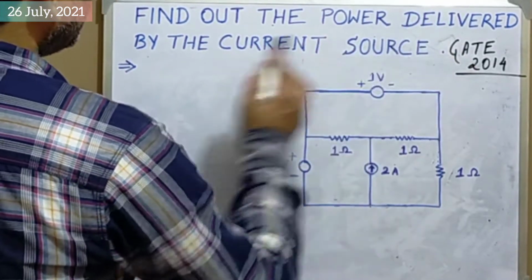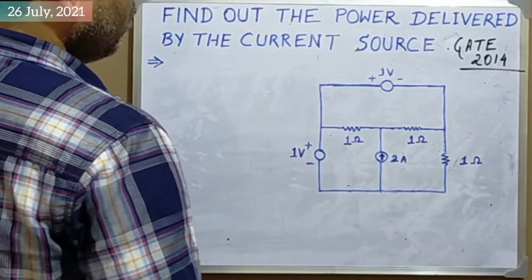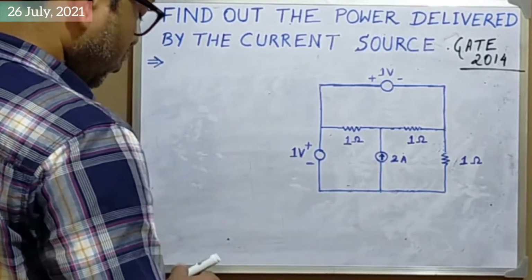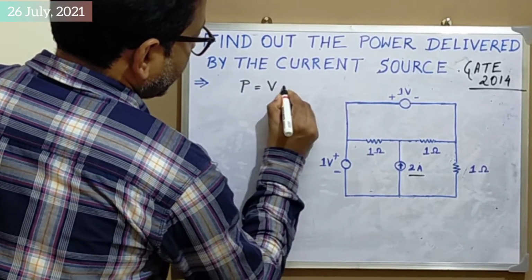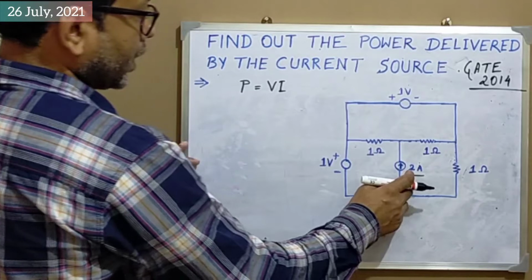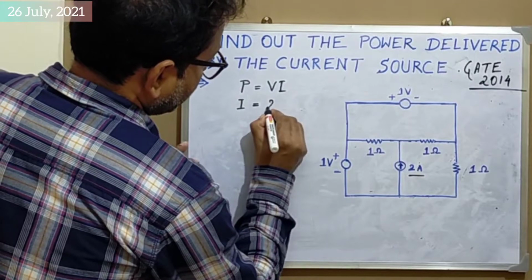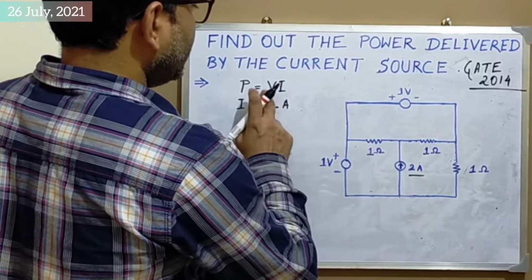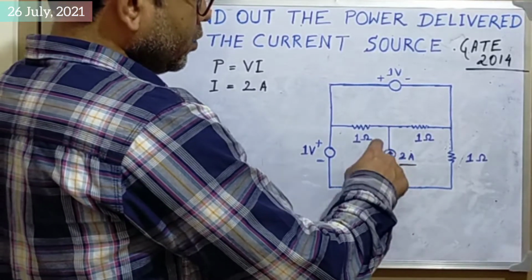Find out the power delivered by the current source. So this is the current source, 2 ampere current source. Now you have to find out the power that is delivered by this current source. We know that power equals VI. So the current which is flowing through this current source is 2 ampere. So the current I is known to us here, 2 ampere, it is given. Now you have to find out the voltage associated with this current source. How could we find out the voltage for this current source?